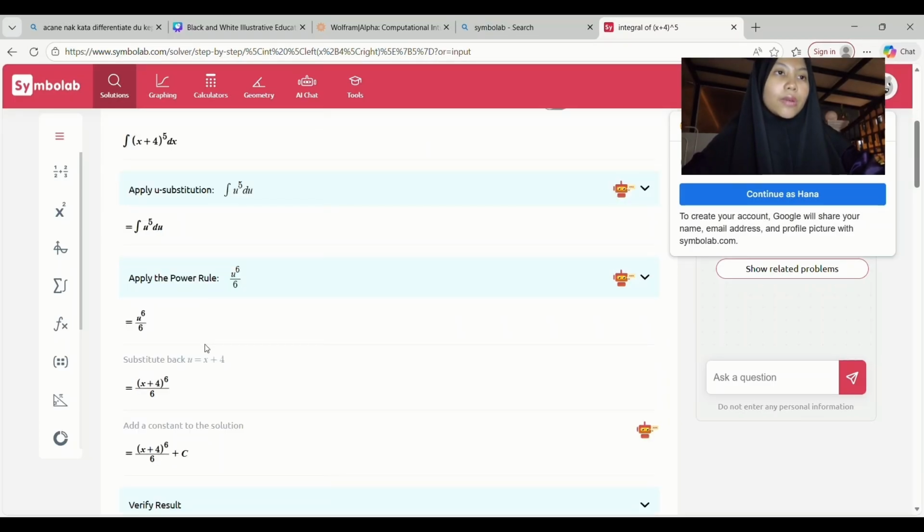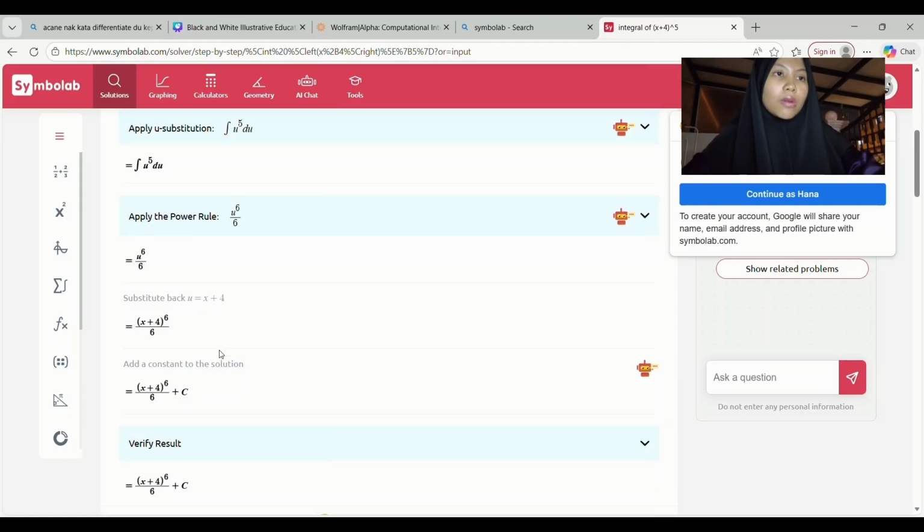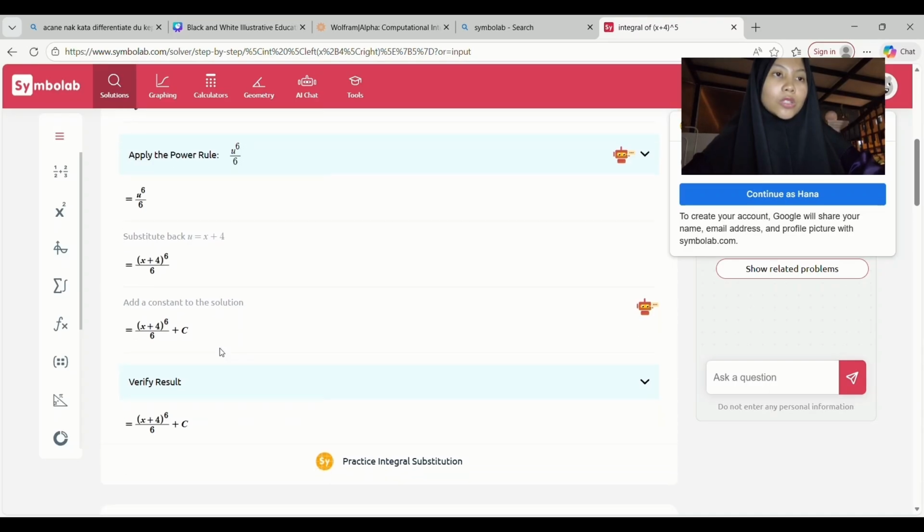Second, we apply the power rule. The same method we use, we need to integrate the new equation with respect to u. So it becomes u to the power of 6 divided by 6. And then, we need to substitute back u, which is the original expression, x plus 4, and then we get x plus 4 to the power of 6 divided by 6.